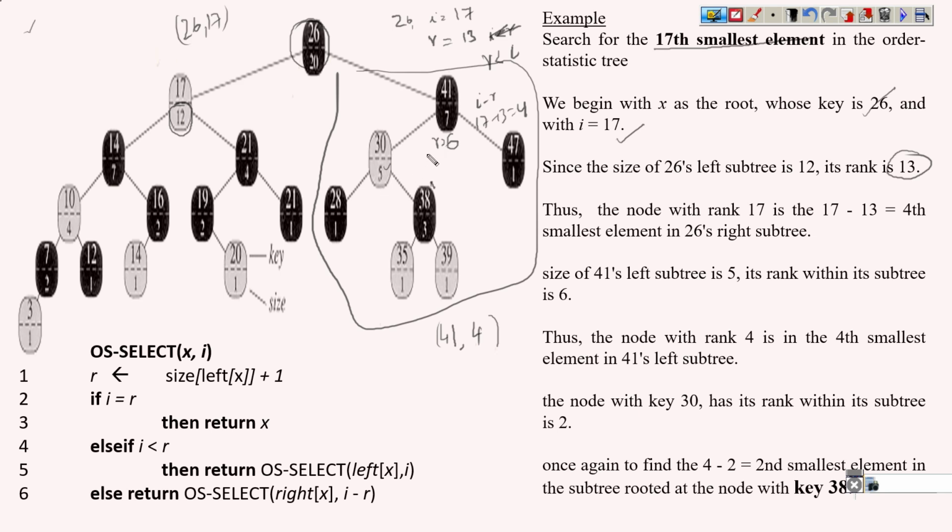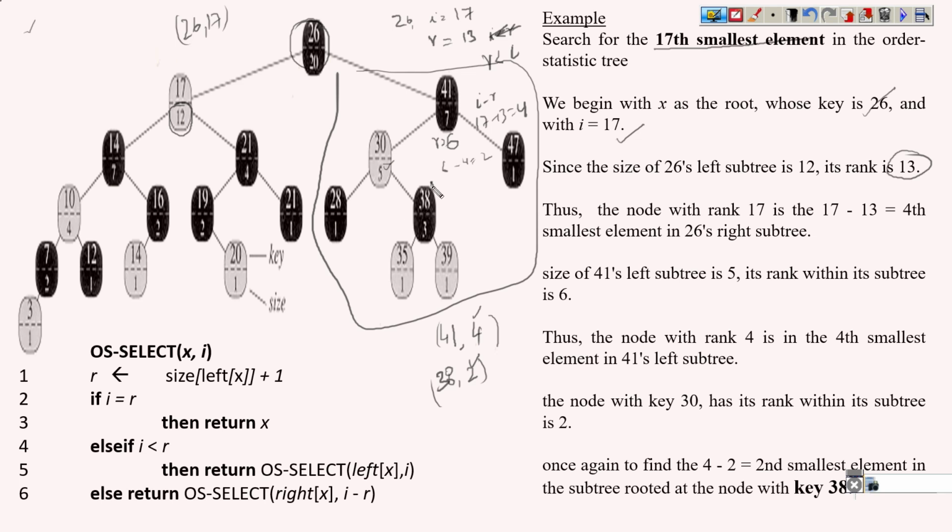If we find that the rank of the node is actually more than I, we move to the right side. So now our new problem is 38, 2. Whenever you move to the right subtree, you keep changing the value of I. If you go to the left side, then I will remain the same.